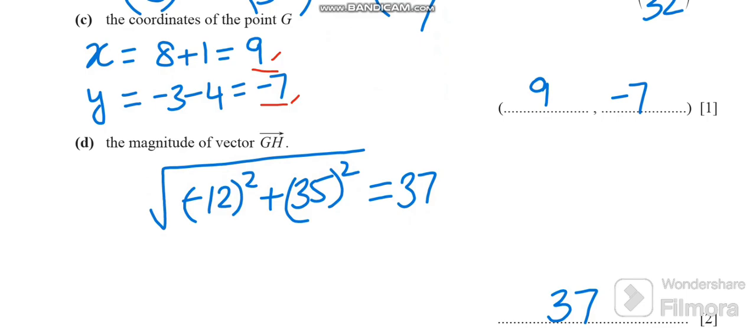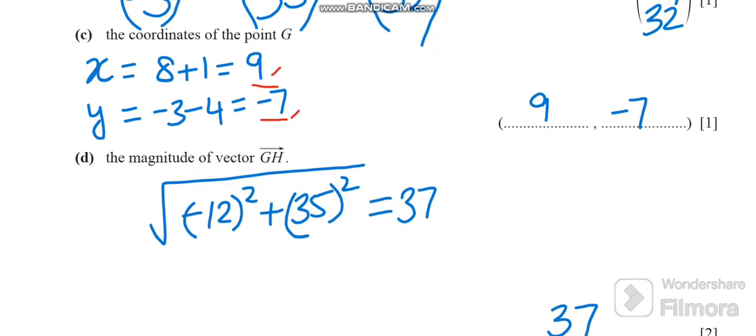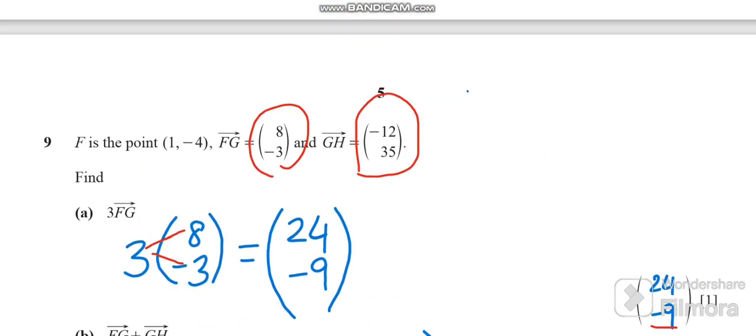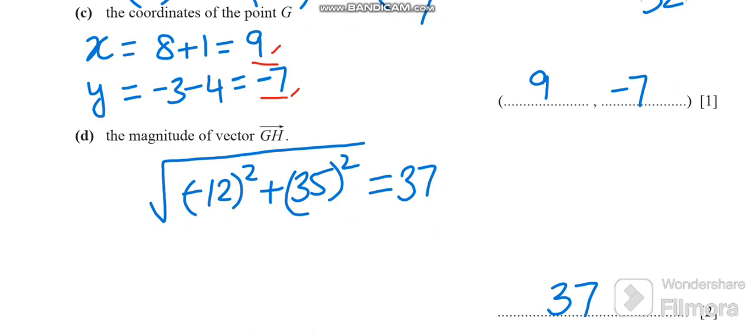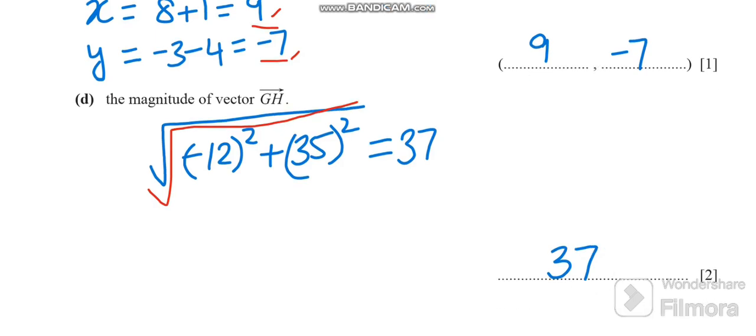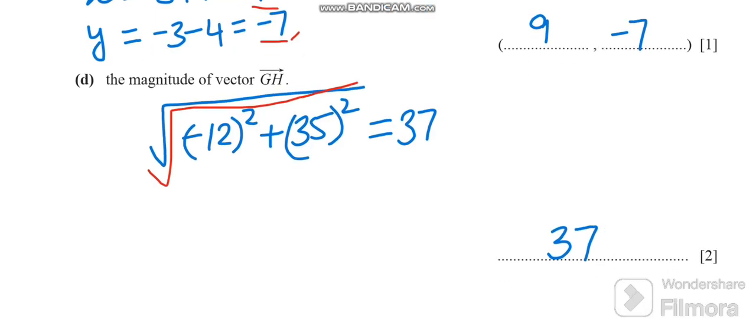Part D states: the magnitude of vector GH. This means we have to calculate the length of the line from G to H. So the distance on the x-axis from G to H is minus 12 and the y-axis length is 35. So we will use the Pythagoras theorem, which is the square root of minus 12 to the power of 2 plus 35 to the power of 2, and the answer is 37. So 37 will be the final answer for part D.